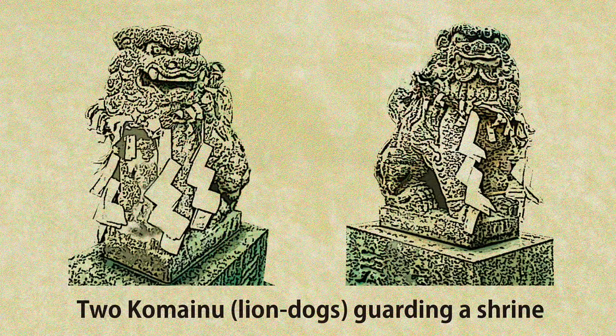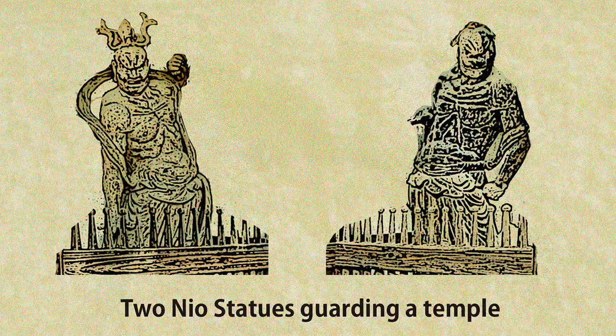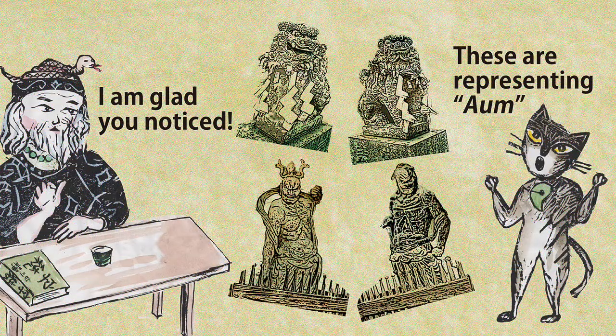The two komainu or lion dogs in front of a jinja and the two statues of Nio or Kongorikishi on each side of the gates of the Buddhist temples each have one with a mouth open in the shape of "ah" and the other closed in the shape of "un." So these are also representing Om, right?